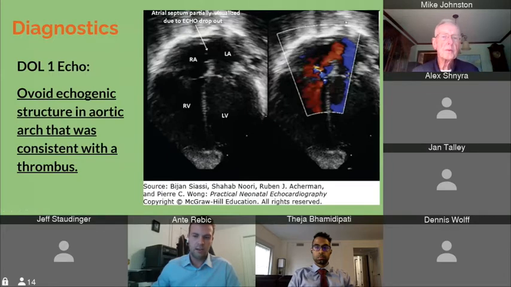So now if we're thinking, oxygenated blood comes into the left atrium, can go over into the right atrium, goes into the right ventricle, back into the pulmonary vasculature, but passes through that patent ductus arteriosus into the descending aorta. Now, this echo also showed an ovoid echogenic structure in the aortic arch that was consistent with a thrombus. And this is something new. Everybody so far thought that this was your usual run-of-the-mill coarctation of the aorta, but now an echo is showing something very different. We have an almost complete occlusion of the aorta by a thrombus.